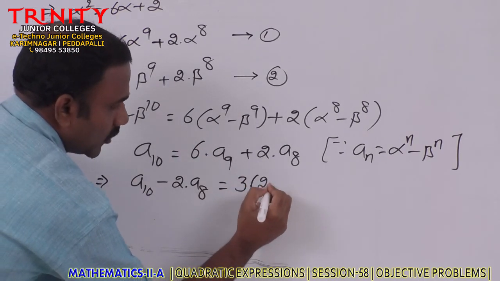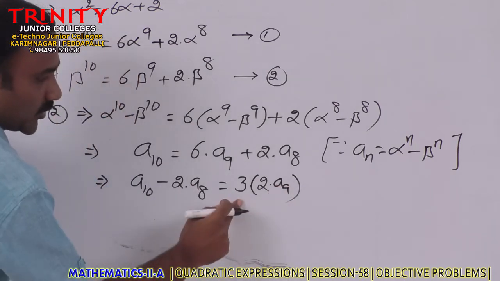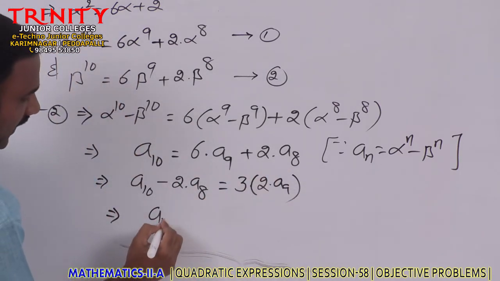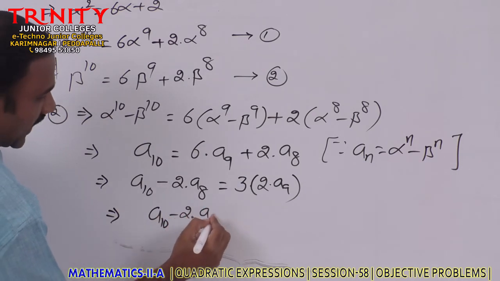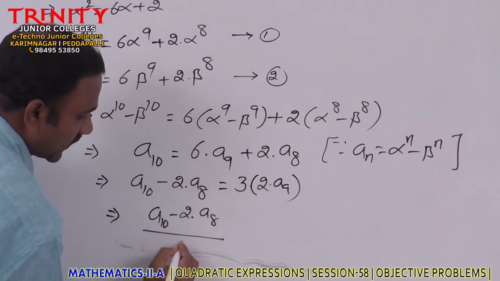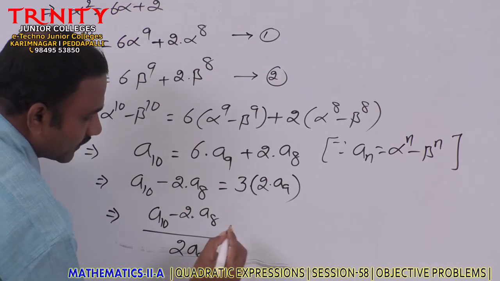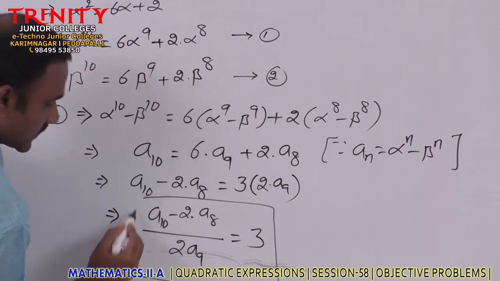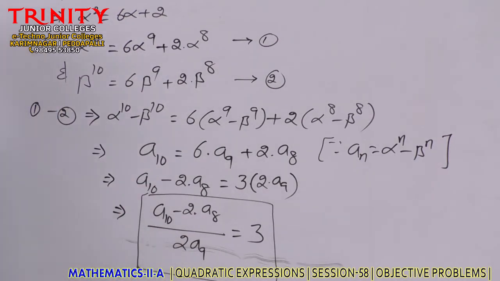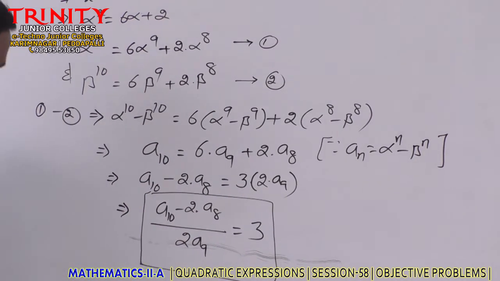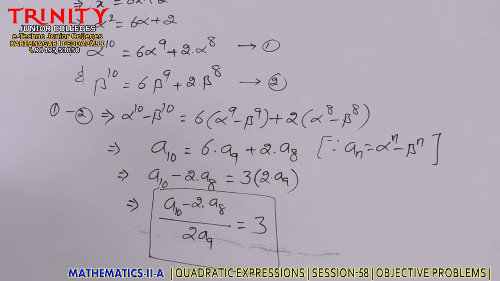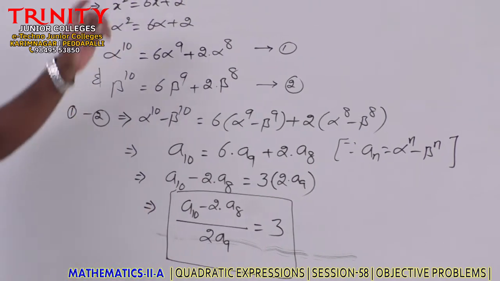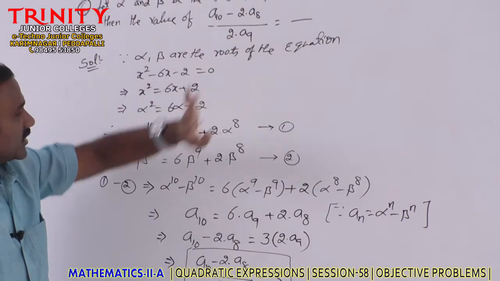Can I write it as 3 into 2A9? 3 twos are 6. Now, taking 2A9 into the denominator, A10 minus 2A8 divided by 2A9 is equal to 3. Therefore, A10 minus 2A8 by 2A9 is equal to 3. This is the value of A10 minus 2A8 by 2A9.